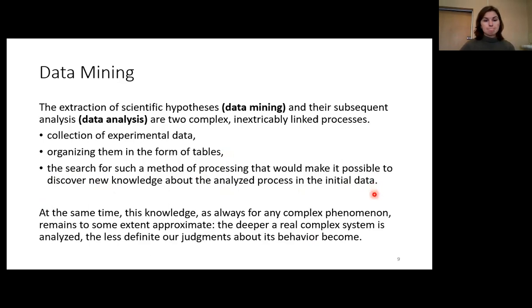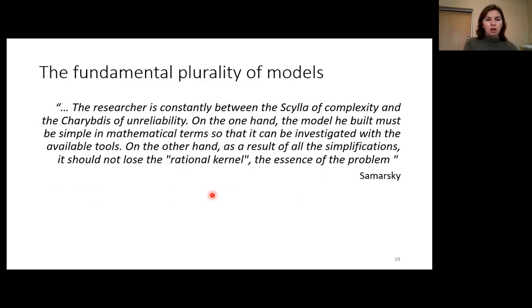At the same time, this knowledge, as always for any complex phenomenon, remains to some extent approximate. The deeper a real complex system is analyzed, the less definite our judgments about its behavior become. In our case, perhaps the worst case is a biological subject. We know some general behavior and general structure of this human system, but we cannot define the true dependencies. It's impossible.